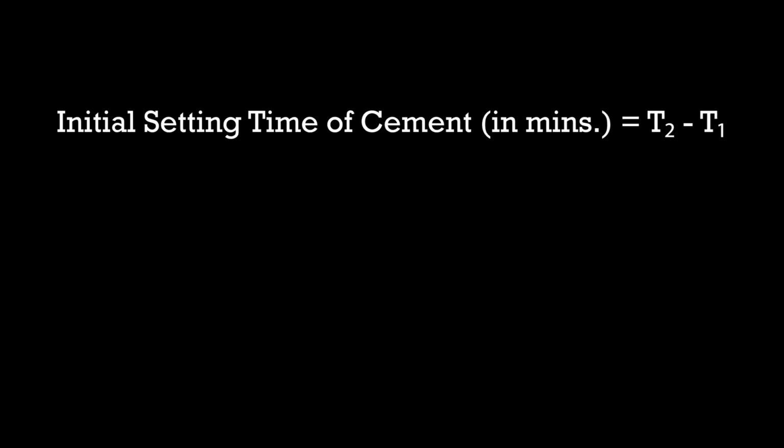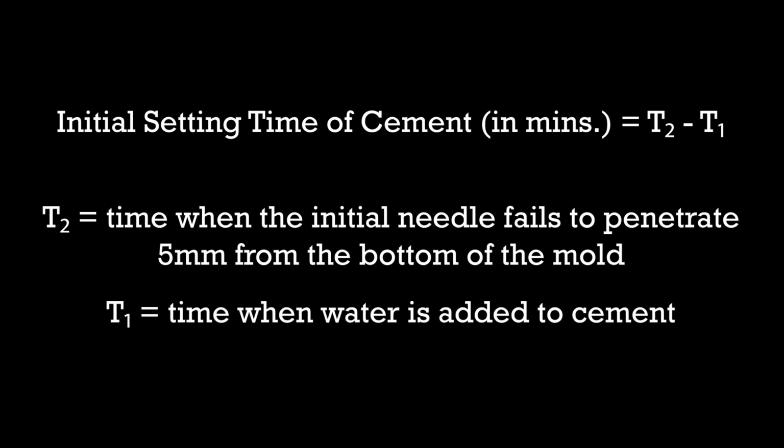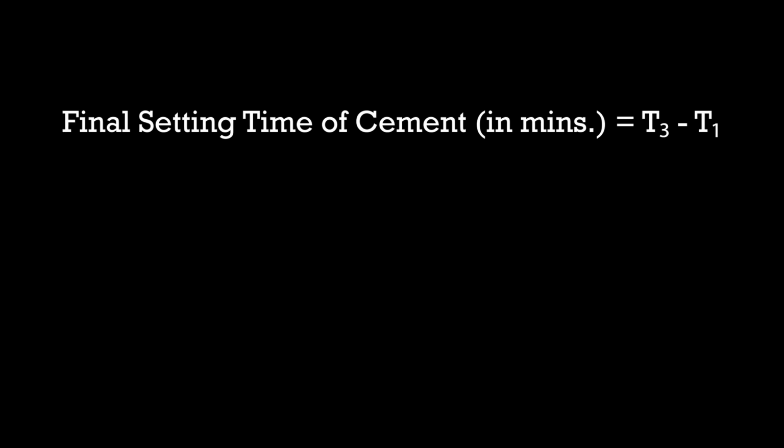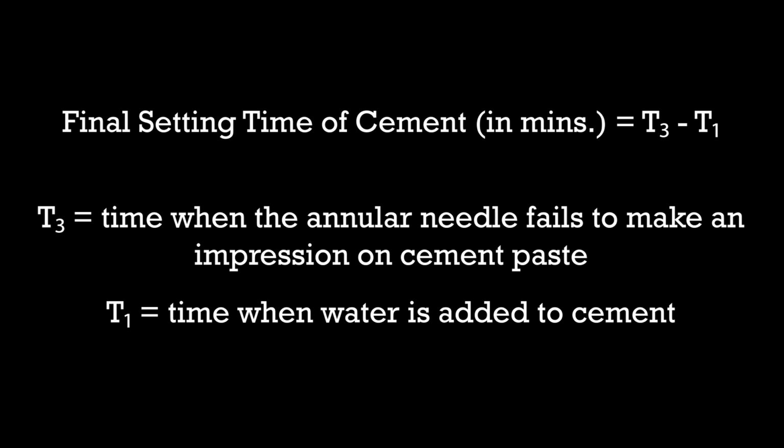Next, let's calculate the setting time of the cement. The initial setting time of the cement is equal to T2 minus T1, where T2 is the time when needle fails to penetrate 5 millimeters from the bottom of the mold, and T1 is the time when the water is added to the cement. And the final setting time of the cement is equal to T3 minus T1, where T3 is the time when angular needle ring impression stops on cement paste, and T1 is the time when the water is added to the cement.